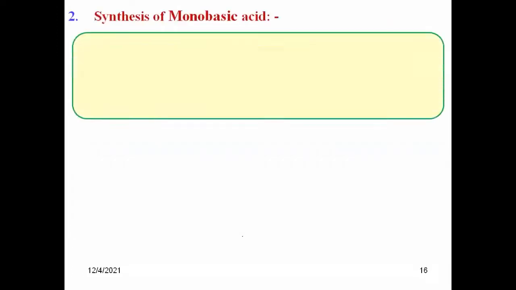Now let us see the second one. Interesting आहे second one. Synthesis of monobasic acid. Now what is meant by monobasic acid? The acid which has one replaceable hydrogen atom is called monobasic acid. For example, HCl is an example of monobasic acid.